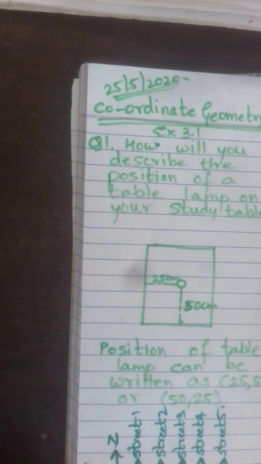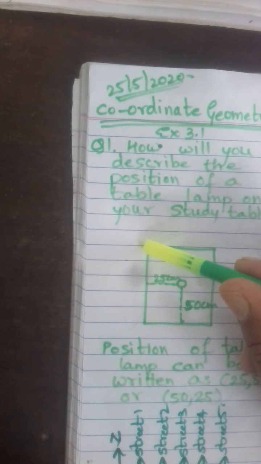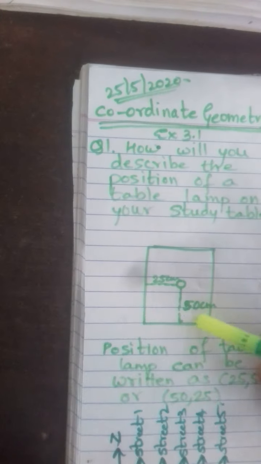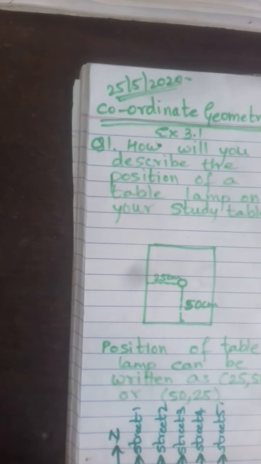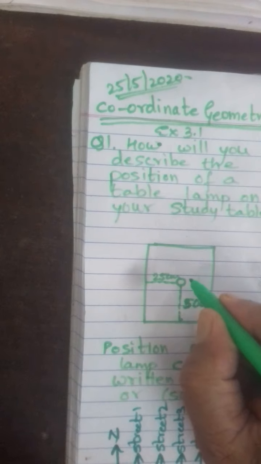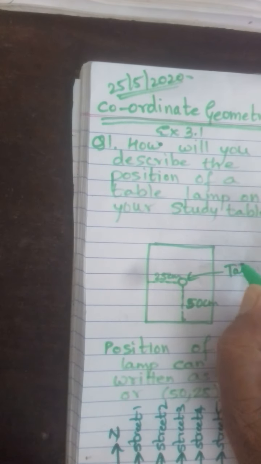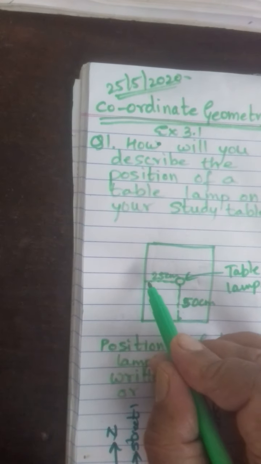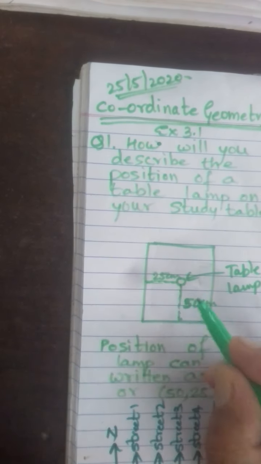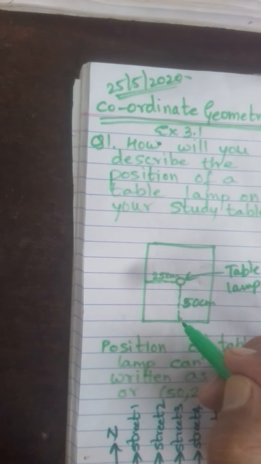How will you describe the position of a table lamp on your study table? Suppose let this be the tabletop, and let this be the table lamp. And let this table lamp be 25 centimeters from this edge and 50 centimeters from this edge.